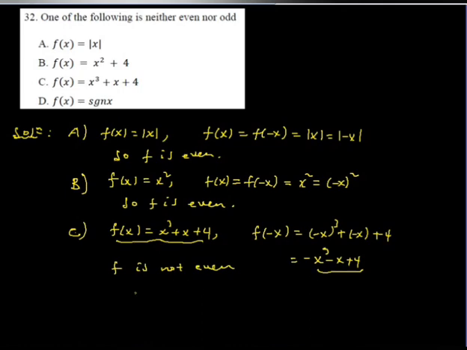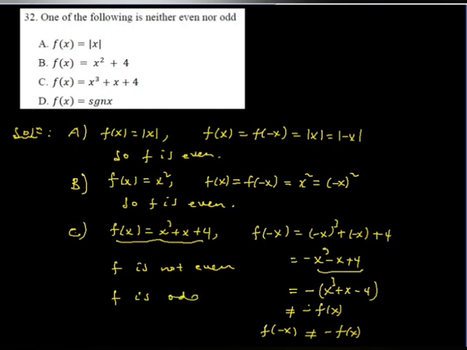So if we take the negative of this, negative of x cubed plus x plus 4, that is negative x cubed minus x minus 4, which is different from f of minus x. So f of minus x is different from minus of f of x. So f is not odd. Okay, the function in C is neither even nor odd. It will not satisfy the definition of an even or odd function. So this is neither even nor odd.